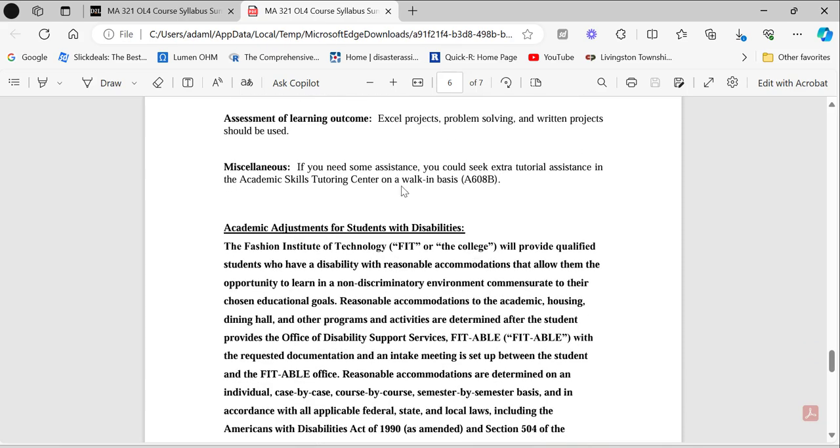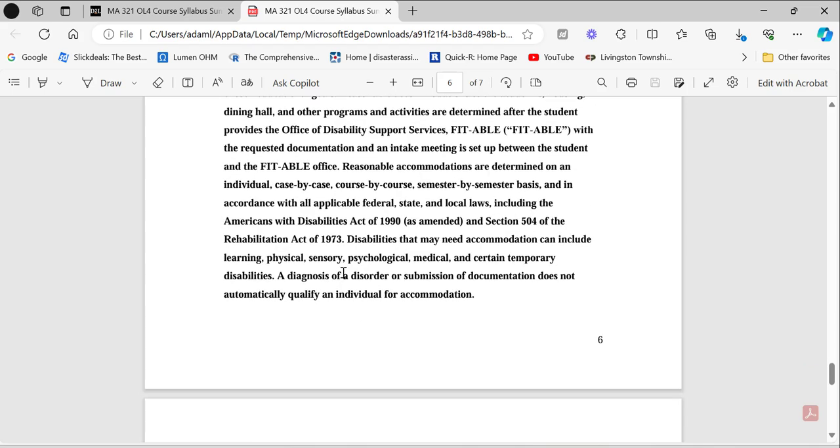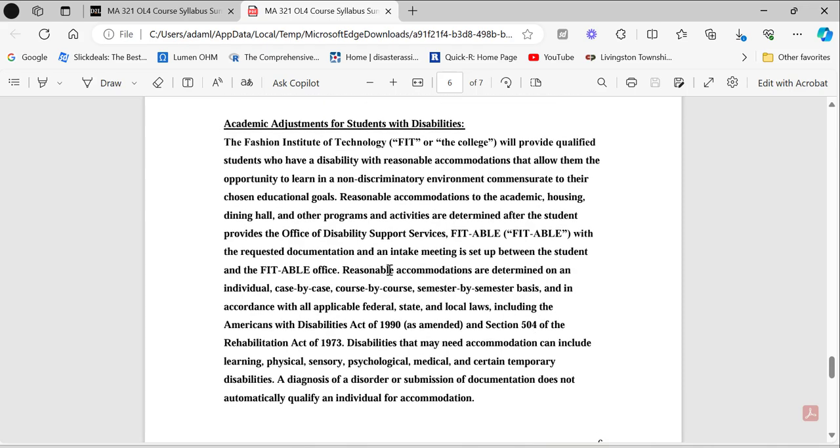And if you need help with your Excel project or any course content, you can seek tutorial assistance in the Academic Skills and Tutoring Center A608B. And if you're a disabled student, meaning you registered with the accessibility office, you should identify yourself. I will provide a proper accommodation for you, right?